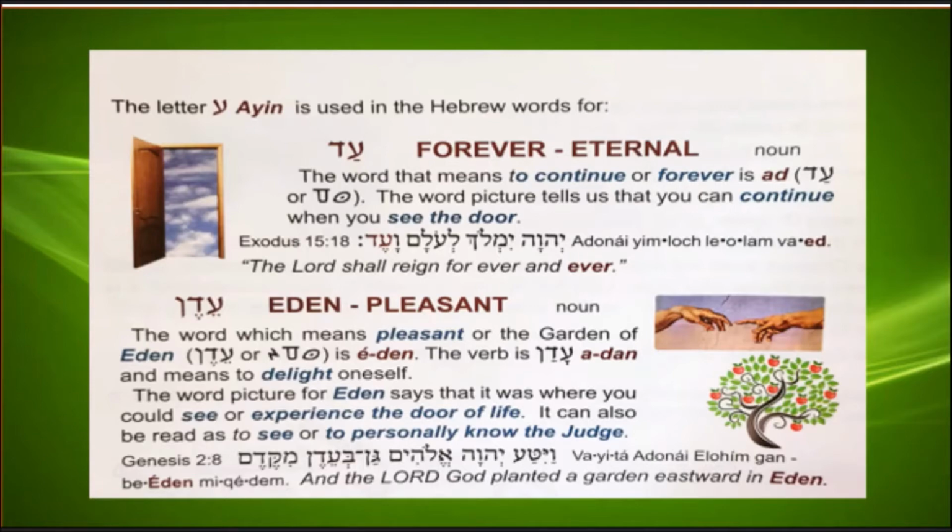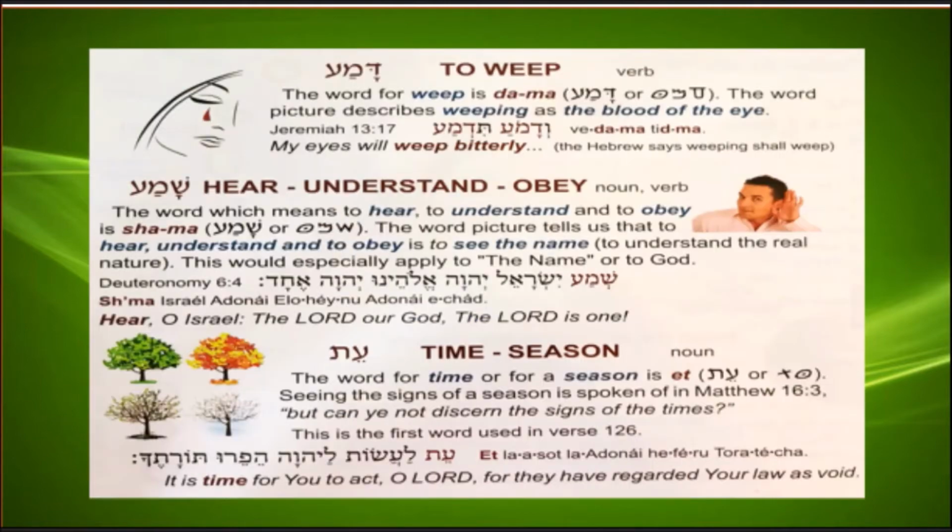Eden, or pleasant, means also, it also has to weep. The word for weep is tamah. The word picture describes a weeping as the blood of the eye. Jeremiah chapter 13, verse 17. But if you will not hear, my soul shall weep in secret places for your pride, and my eye shall weep sore and run down with tears, because Yahweh's flock is carried away captive. So we see here how it talks about to weep, to the blood of the eye, or weeping.